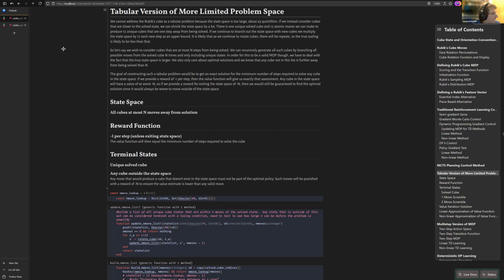But we could consider cubes that are closer to the solution as a way to just see what kind of progress we can make, what the problem looks like, and how hard it is to solve.